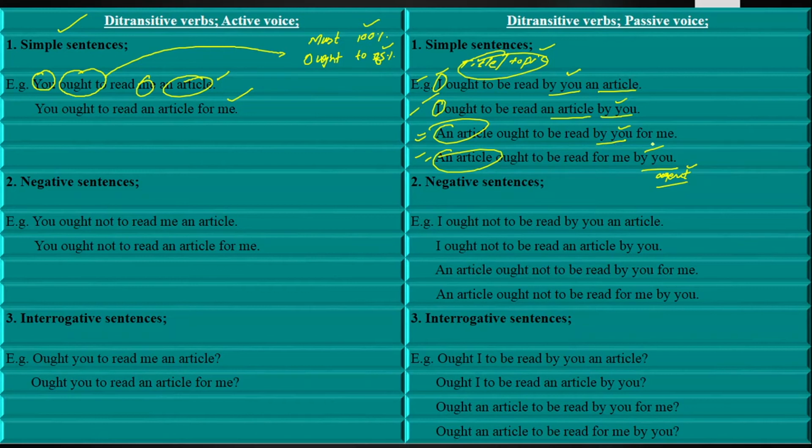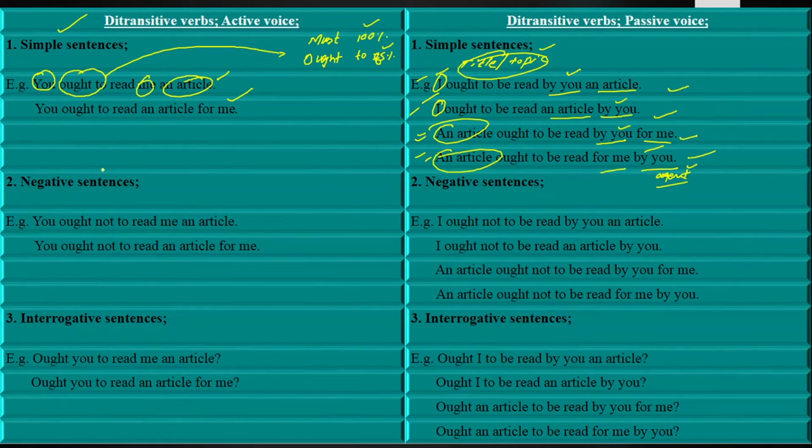So "by you" comes at the beginning, "for me" at the end; "for me" at the beginning, "by you" at the end. Sentences will be as follows: I ought to be read an article by you, I ought to be read an article by you. An article ought to be read by you for me, an article ought to be read for me by you.